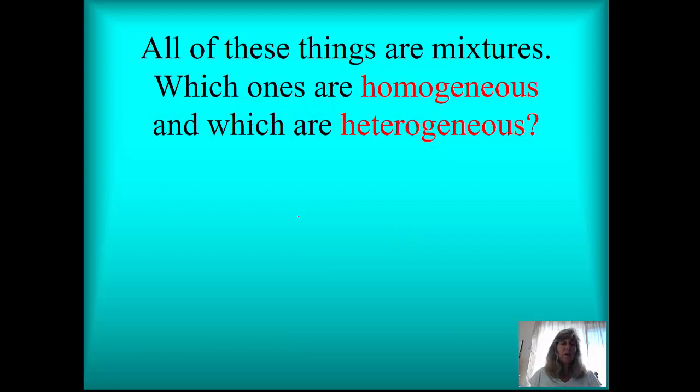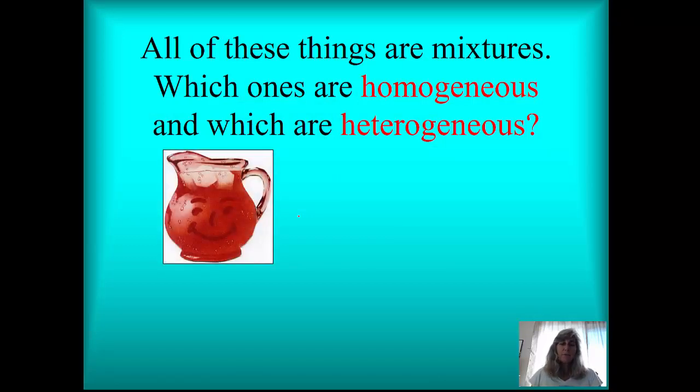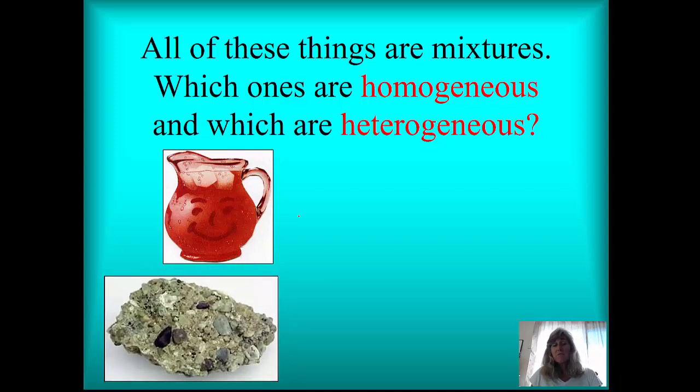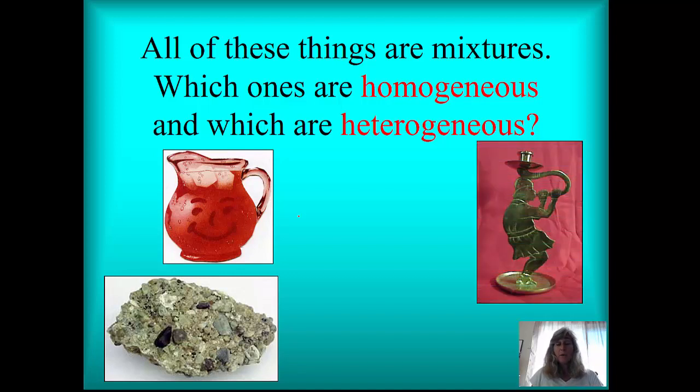Let's try a few more. All right, Kool-Aid. What's Kool-Aid made out of? Basically sugar water. It's another type of a homogeneous mixture. What about concrete? You can see this is a conglomerate of all kinds of different rocks, feldspar and basalt and mica. So that might be a heterogeneous mixture. What about brass? Brass is actually a type of solution, but it's two or more metals that are actually combined.